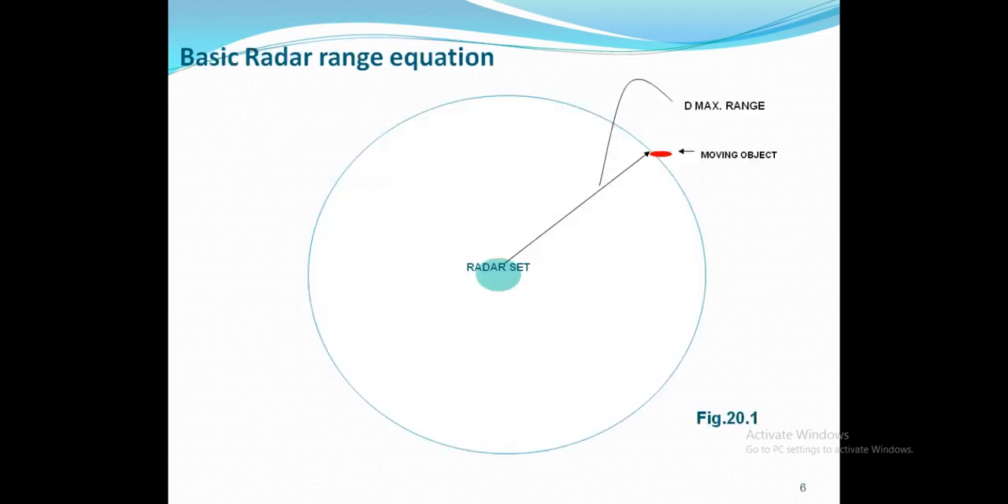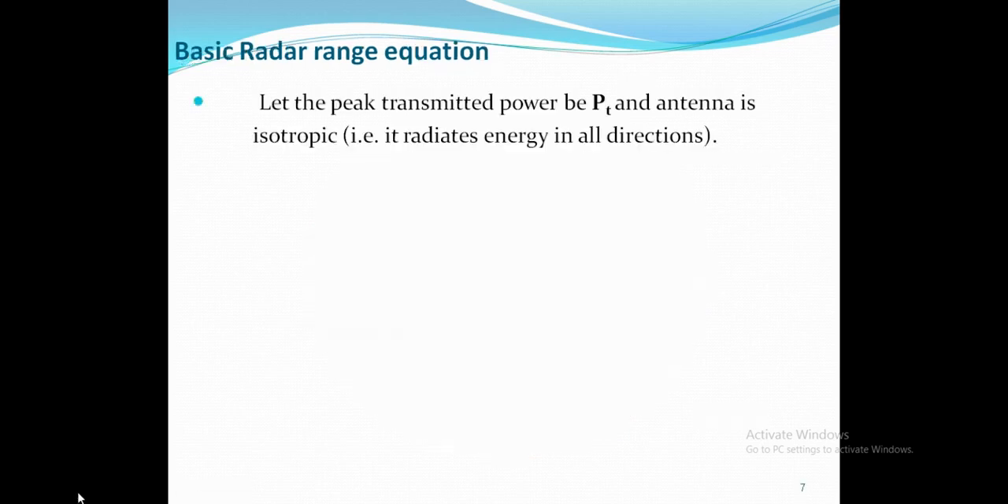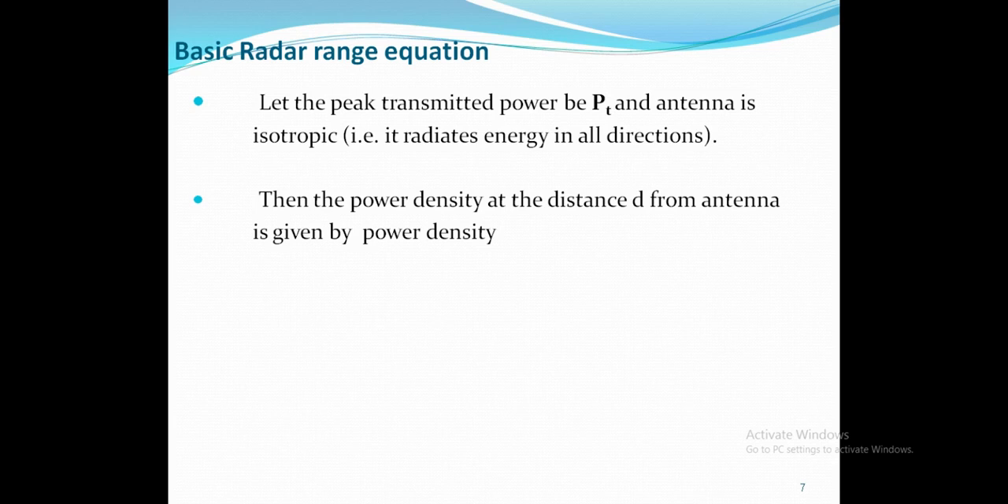Here this is the radar set, and in that direction the moving object is here, at the maximum range. First, we assume that the peak transmitted power is PT and the antenna is isotropic. That means it radiates the energy in all the directions.